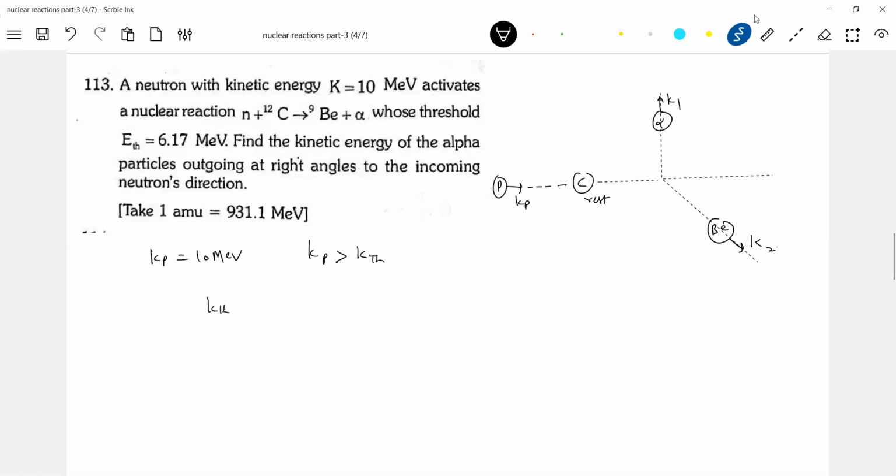Here, what we should call this is minimum energy of incident particle to activate the reaction. That's the meaning of that. Okay, now what shall we do here? How to proceed with this particular problem?